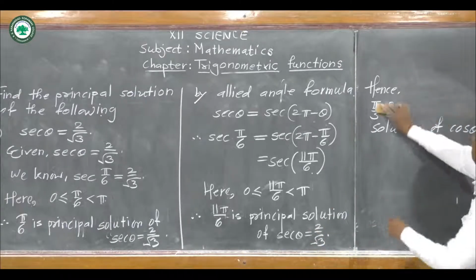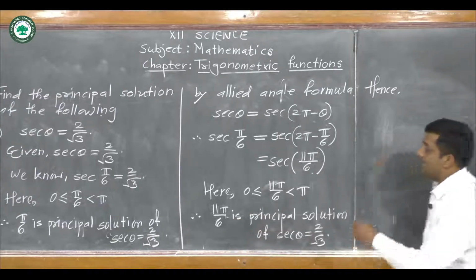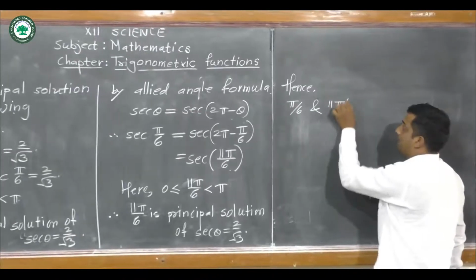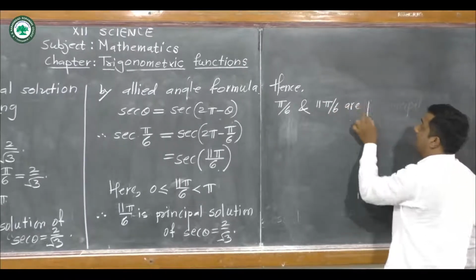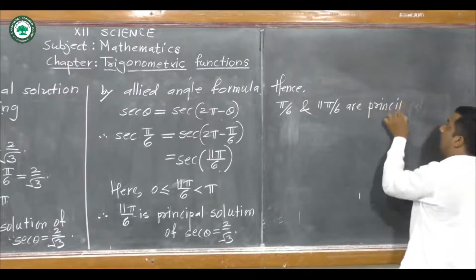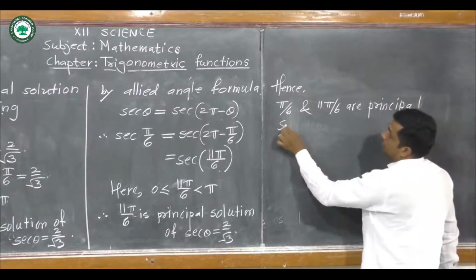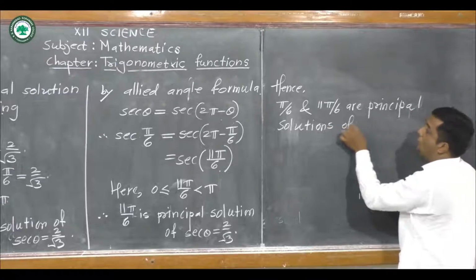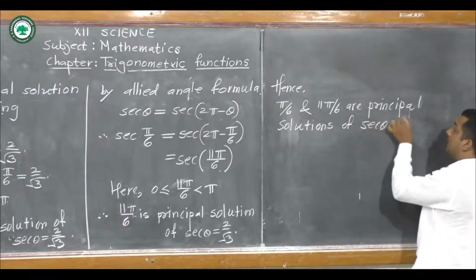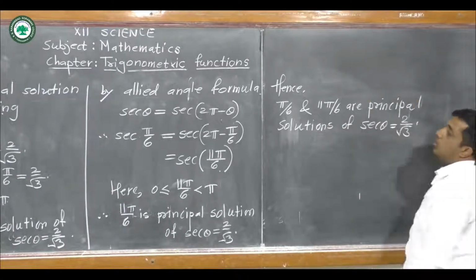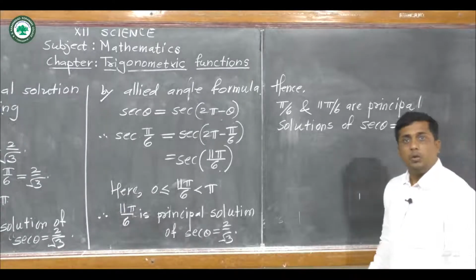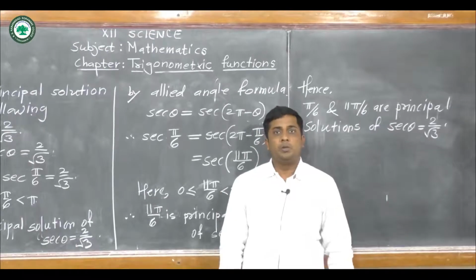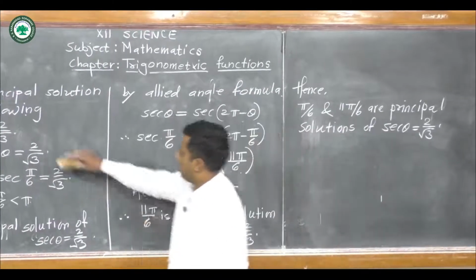Hence, here first solution is pi by 6 and second is 11 pi by 6. These are principal solutions of sec theta is equal to 2 upon root 3. So we find these two principal solutions. Let's go with next example.